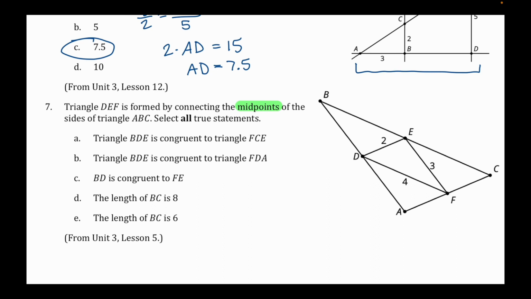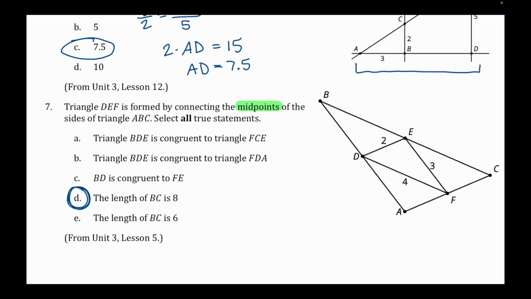Some of these ones with the lengths might be easiest to determine first, so I can check those. They're saying BC, this distance is 8. We would compare that to one that it's parallel to, which here is 4. And if these are midpoints, then yes, it is going to be double that amount. So that one is going to be true.